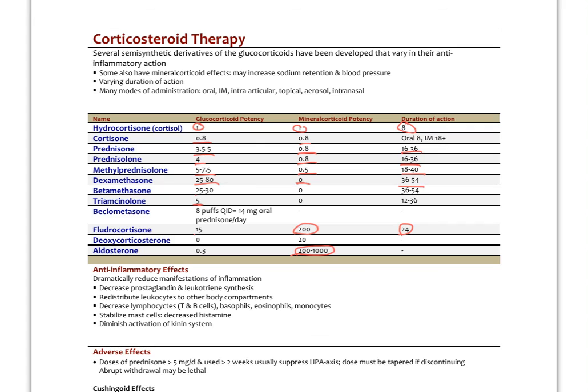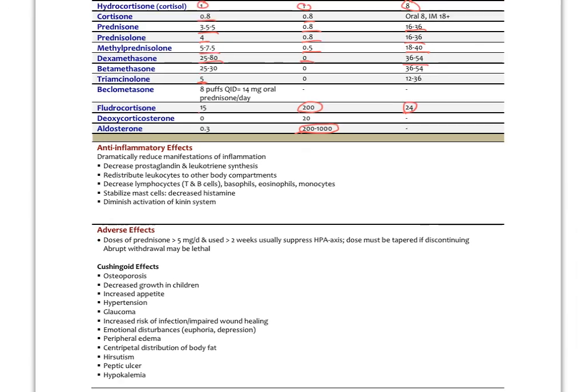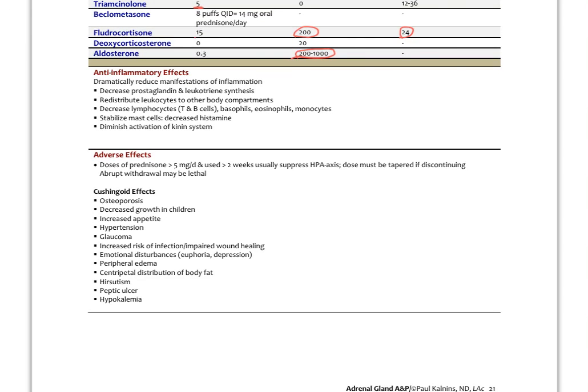Okay, so the main effects of the glucocorticoids here would be anti-inflammatory through all the different mechanisms we've already talked about, decreasing the prostaglandin and leukotriene synthesis by inhibiting phospholipase A2, redistributing leukocytes throughout different body compartments, decreasing the lymphocytes, stabilizing mast cells, and decreasing activation of the kinin system. Unfortunately, we have a lot of adverse effects too, and this is a very important point. I'll just highlight this here in red.